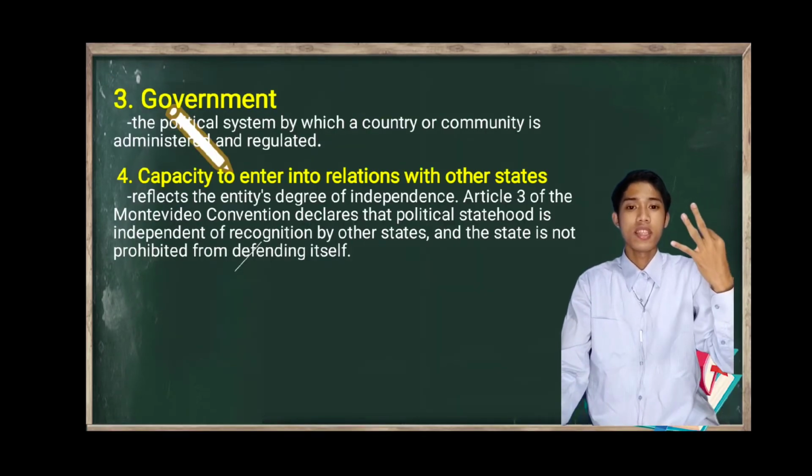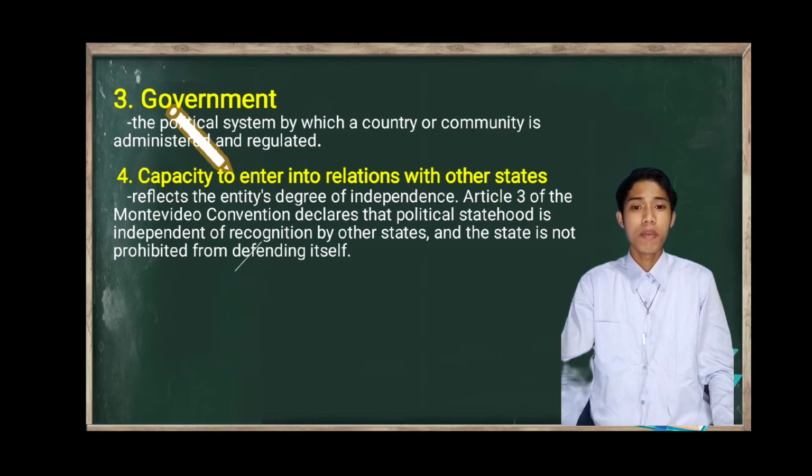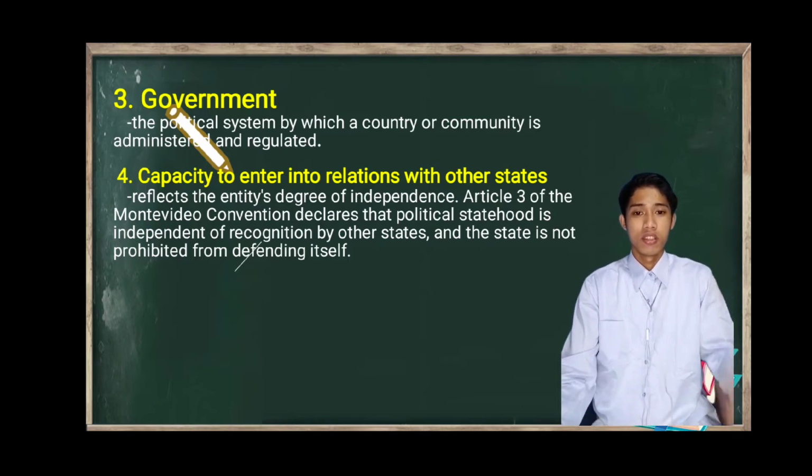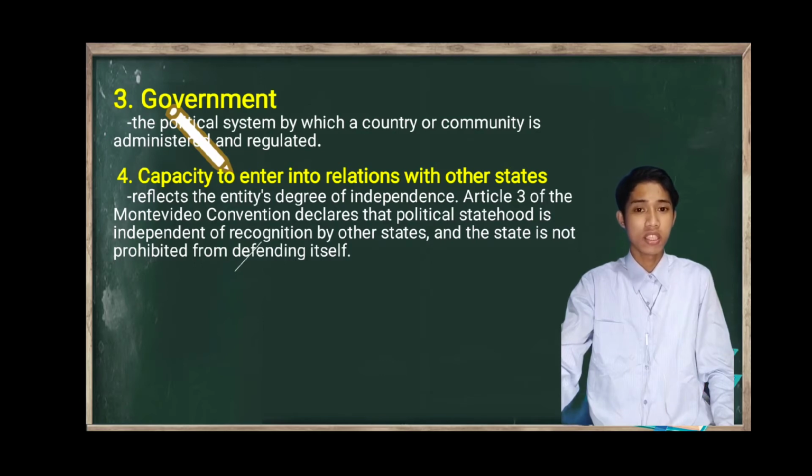The third is the government. It is a political system by which a country or community is administered and regulated. Each government has three organs. The first is the legislature, which formulates the will of the state and performs lawmaking functions. The second is the executive, which enforces and implements the laws. The third is the judiciary, which applies the laws to specific cases and settles disputes.